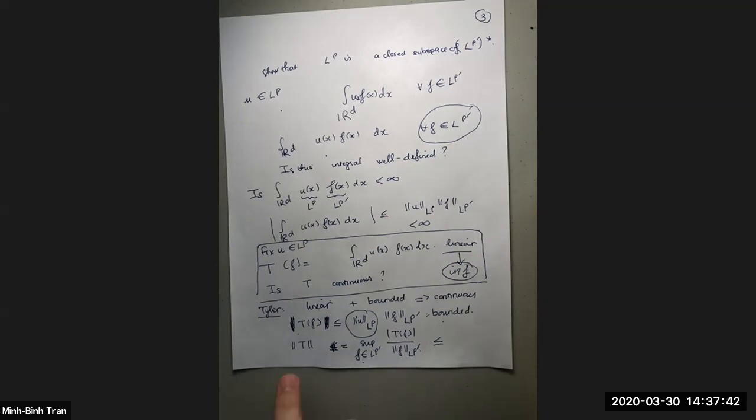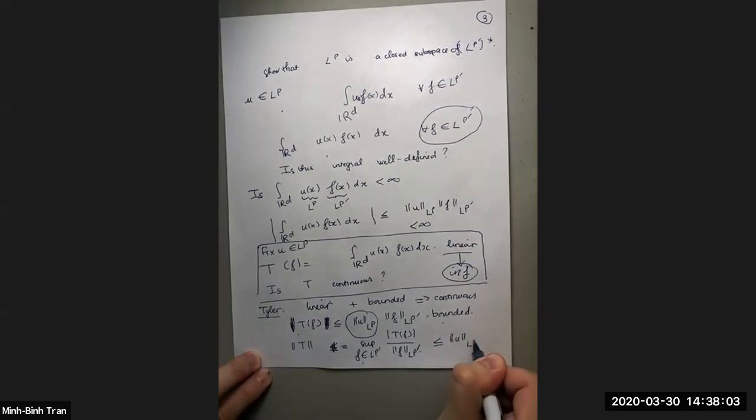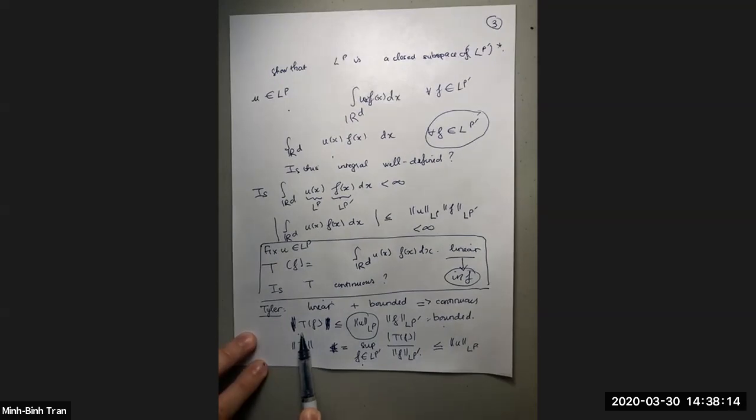Right? So the norm will be the supremum over all f in L^p' of the absolute value of T(f) over the norm of f in L^p'. All right? Now, yes, this is the norm of u, because you apply this inequality. The absolute value of T(f) is going to be smaller than ||u||_p ||f||_p'. Now you divide by ||f||_p', and of course the leftover will be ||u||_p.